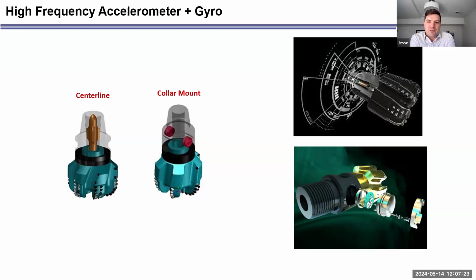So multiple vendors, multiple options on how you can instrument these things, but they're all high frequency, 800 hertz and above, and they're actually in the drill bit. So there's no type of operational problems that occur. You just have your vendor instrument the drill bit with these measurements.